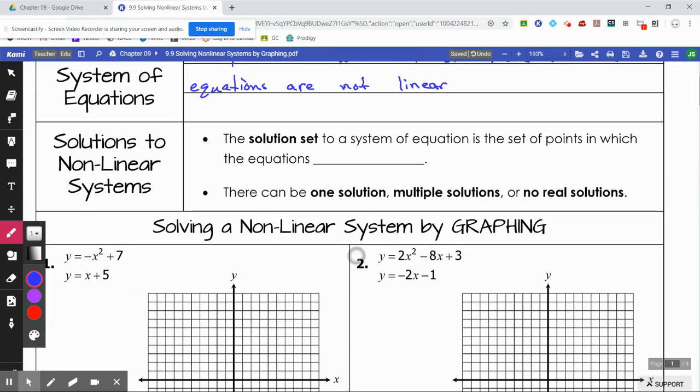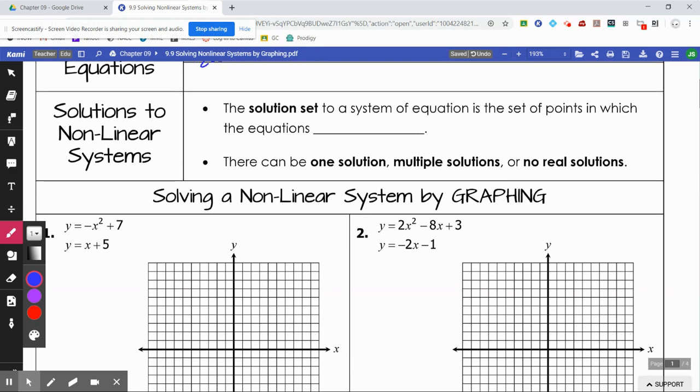So remember that. The solution to a nonlinear system, the solution set to a system of equations, is a set of points in which the equations intersect. It's where they cross. So that's all we're looking for, is where do the equations cross. There can be one solution, multiple solutions, or no solutions.